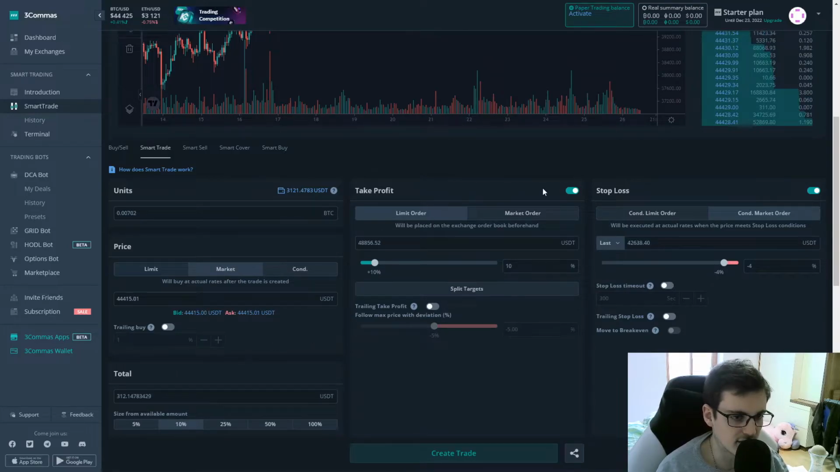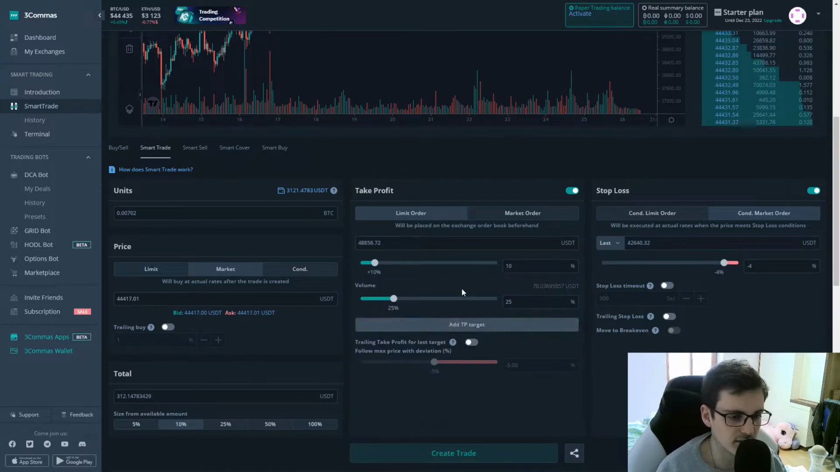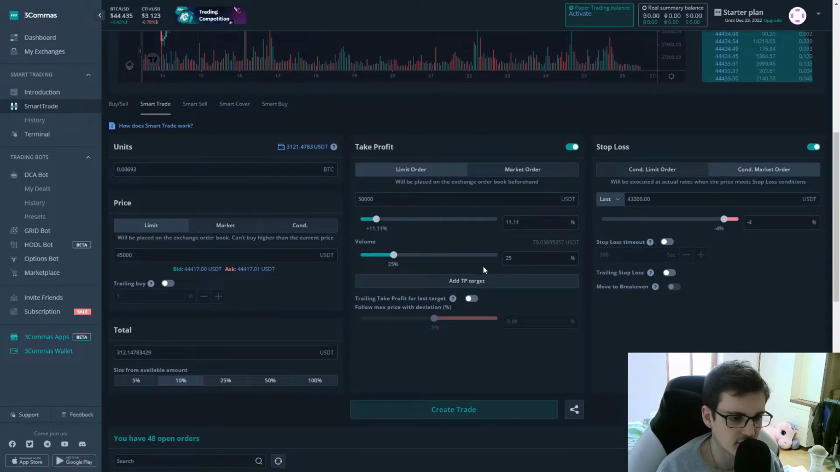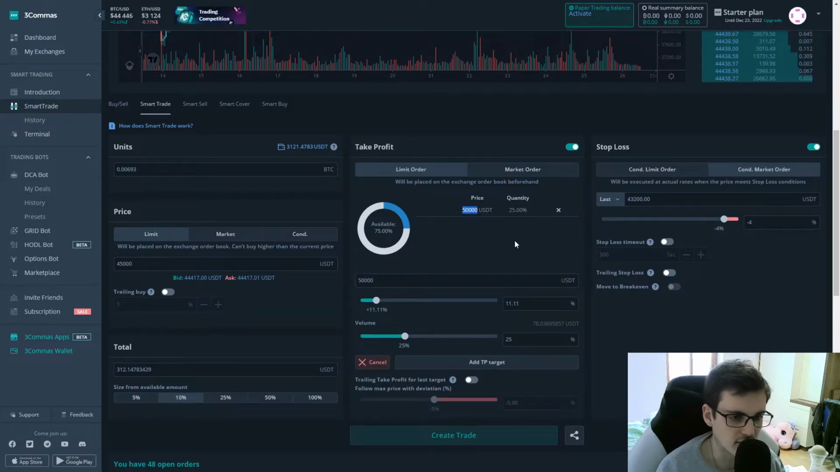Then you can also specify a direct take profit and stop loss, which could also both be limit or conditional. What you can also do is not set only one target profit, but split your targets. So let's just say I buy at $45,000 and then my take profit will be at $50,000. I will click on add TP target and now I sell 25% of my position at $50,000. Now if I want to sell another 25% at $55,000, I can just enter 25% at $55,000, add TP target. And now you can see that I can have more target profits and it's easier to create it that way.